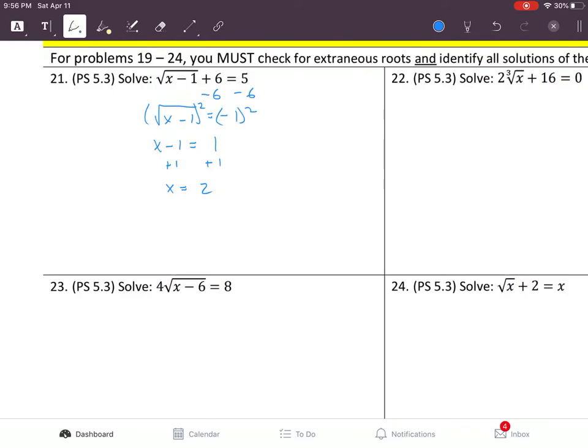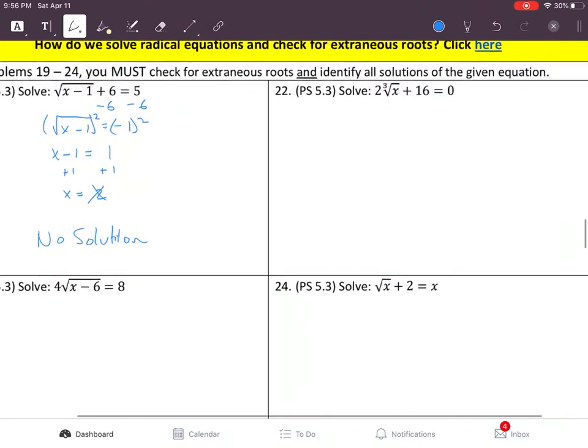Now you have to check this answer. 2 minus 1 is 1. The square root of 1 is 1, and 1 plus 6 is 7, not 5. So this does not work. This is a no solution. The one solution it does have doesn't work, so there's no solutions. Okay.